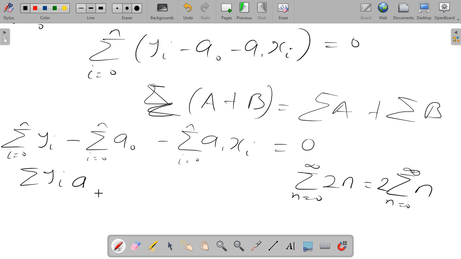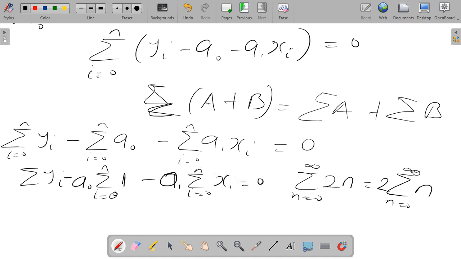I'm going to have a0, minus a0 the summation of i starting from 0 to n of what? 1 is remaining here because this came outside. So minus a1 the summation of i starting from 0 to n of your xi is equal to 0.